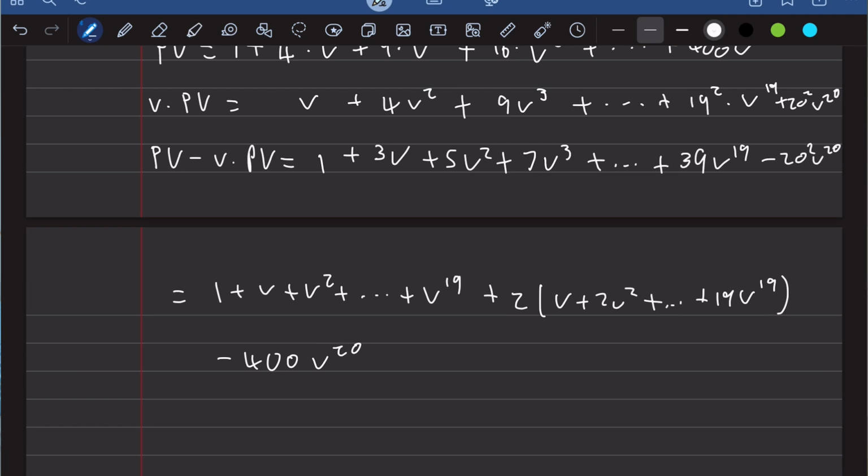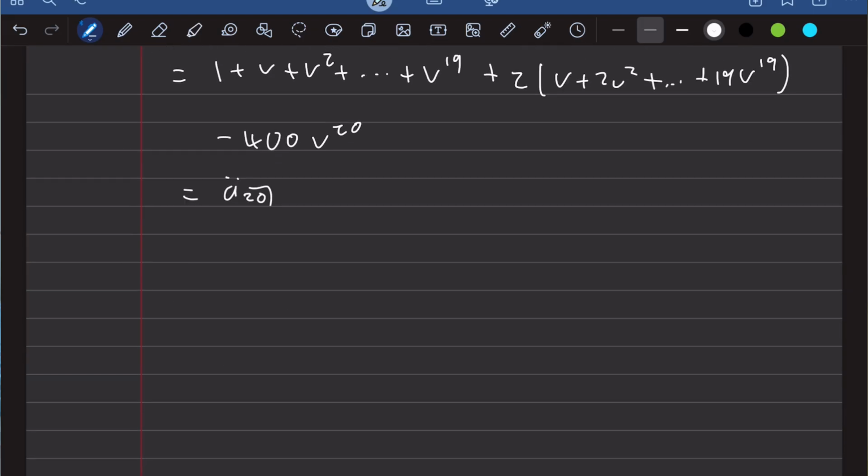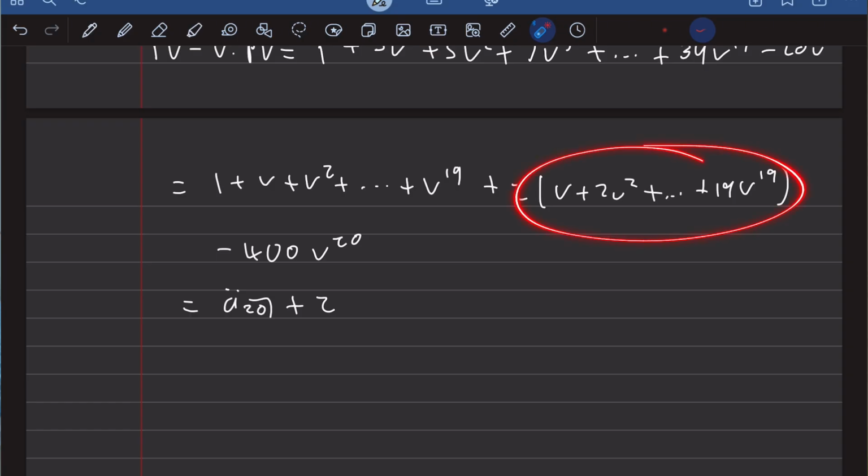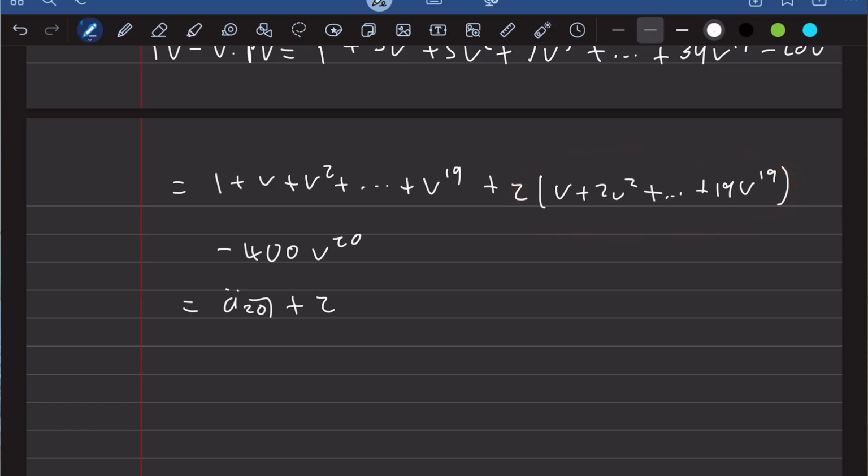Now let's look at what each of these individual things looks like. This looks like an annuity in advance, right? So this is an annuity in advance for 20 periods, plus 2 times, in brackets, this part looks like an increasing annuity. So this is going to be an increasing annuity for 19 periods. And then our last thing we just keep the same, 400 times v to the 20.